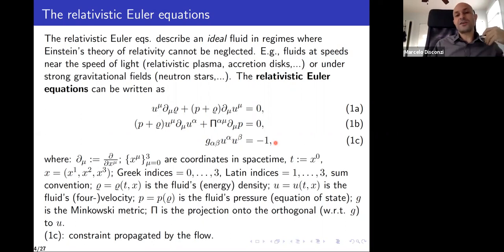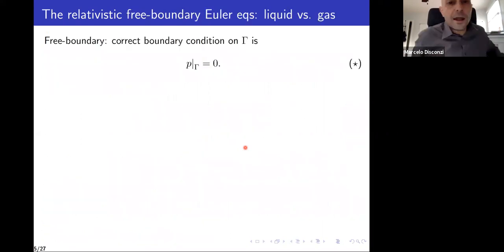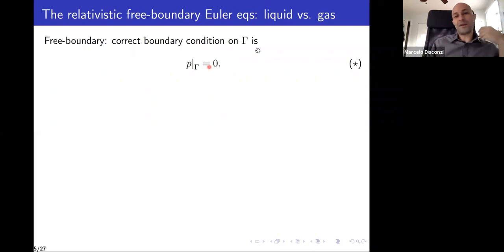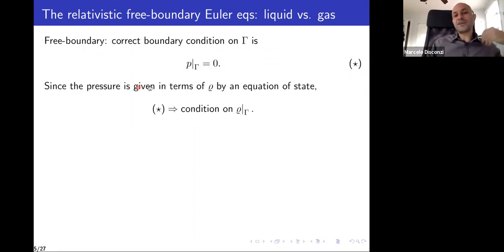And what you want to do is study these equations, but in the setting that was described before, where the region containing the fluid is moving with the fluid. So you want to study the relativistic free boundary Euler equations. Now, because you have a boundary, you need to find correct boundary conditions, and the correct boundary condition for this free boundary problem that comes from physics is that the pressure has to vanish on the free boundary. But as I just told you, the pressure is given in terms of the density by an equation of state, so this condition can be reinterpreted as a condition for the density on the free boundary.